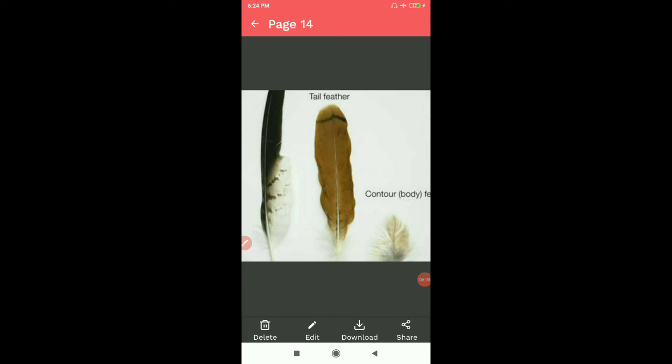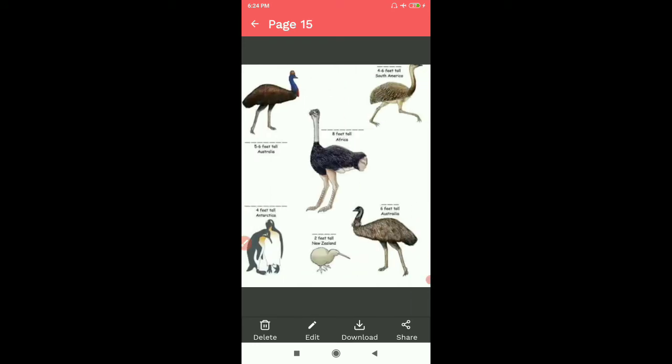Students, there are some birds that cannot fly, such as ostriches, penguins, and kiwis. These birds are called flightless birds. Kiwis cannot fly because their wings are only 5 centimeters long.